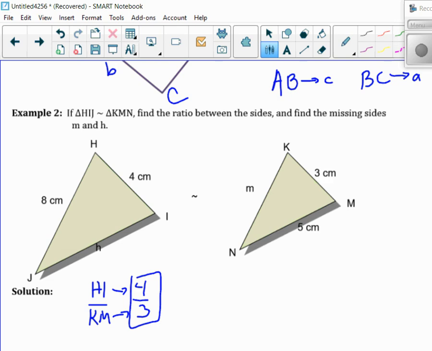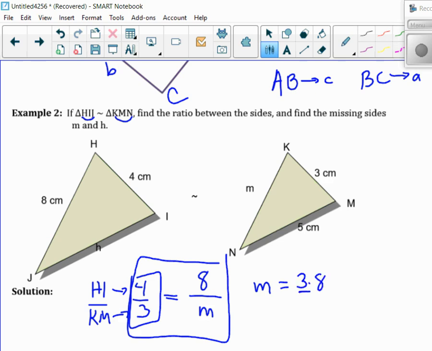So if I want to figure out what little m is, you see little m is KN. That's this part. So I would have to set up my ratio of HJ. Do you see that? So this is going to be equal to HJ, which is 8, over KN, which is m. So now we actually have a setup to solve, and we just figured out how to cross multiply and stuff like that. So m would be equal to 3 times 8 divided by 4, which is 6 centimeters.